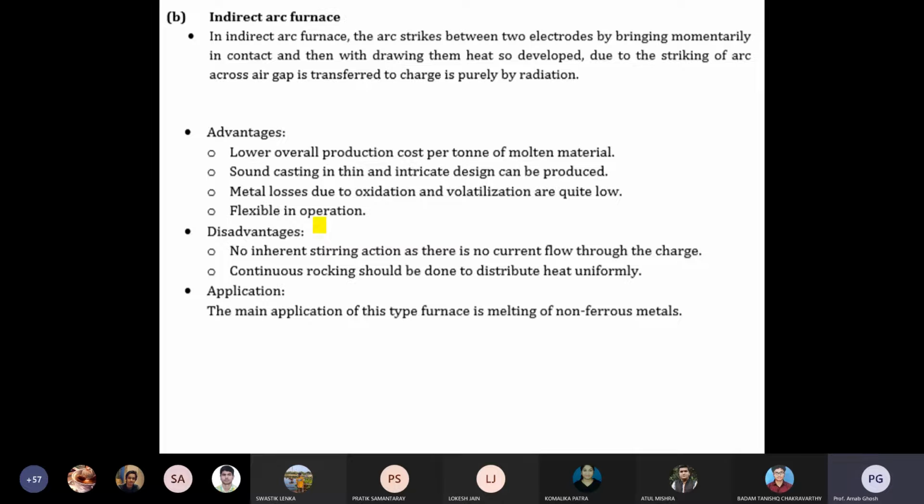Indirect arc furnace: what are the important features? In an indirect arc furnace, the arc strikes between two electrodes brought momentarily in contact and then drawn apart, and heat develops. The heat from the arc across the air gap is transferred to the charge purely by radiation, or by convection; two options are there. The charge is not directly involved with the arc, so indirectly the charge will be heated.